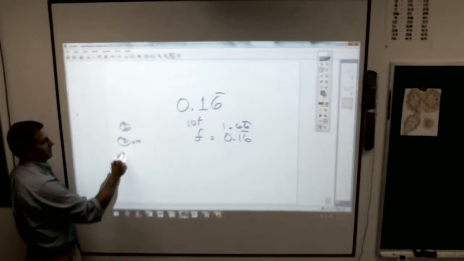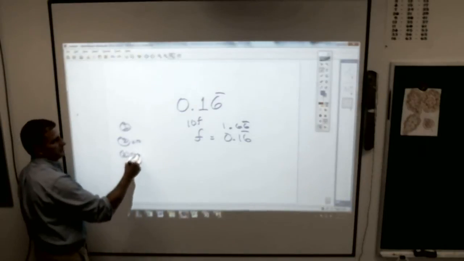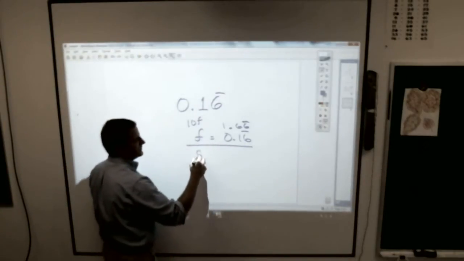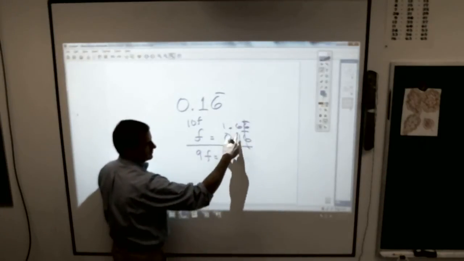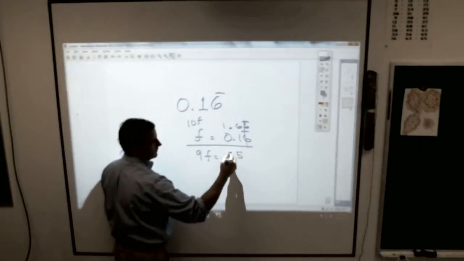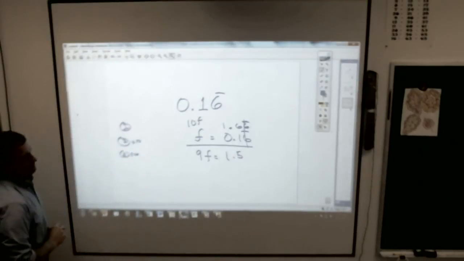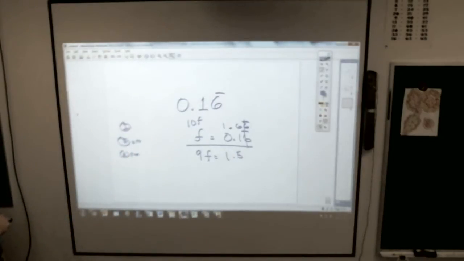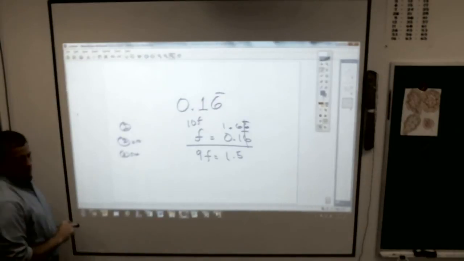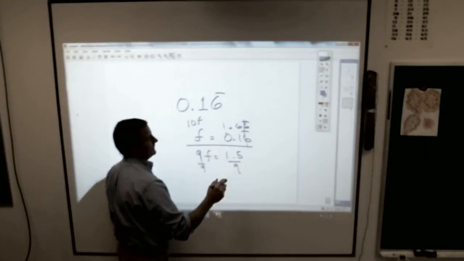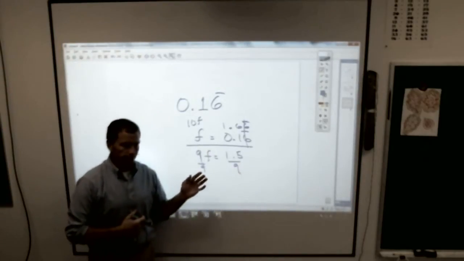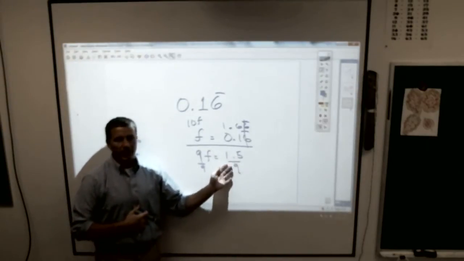Step number 3, subtract them. This gives you 9F. The repeaters go away, but you're still left with a decimal, 1.5. Are you with me? And then to solve it, you end up with 1.5 over 9. Now, there's an issue here in that now I've got a decimal in a fraction.